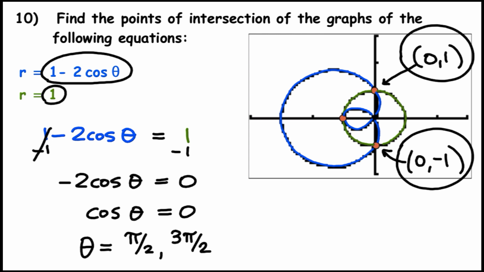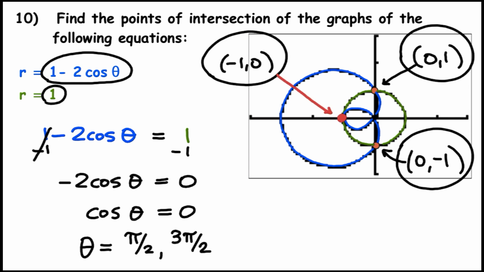But the third answer, and clearly it crosses in a third spot, you can see it there, but the algebra's done. It's not giving us the third answer, which is clearly negative 1, 0. But why will this third point, this large red point, not show up anywhere in the algebra? And the reason it doesn't show up is because green and blue don't get there at the same time.